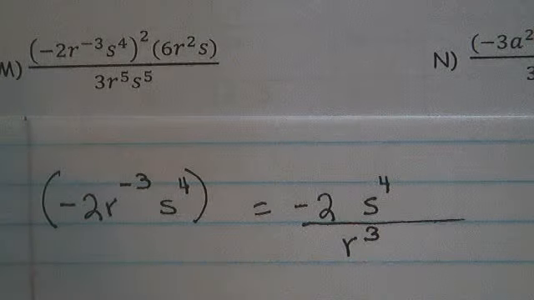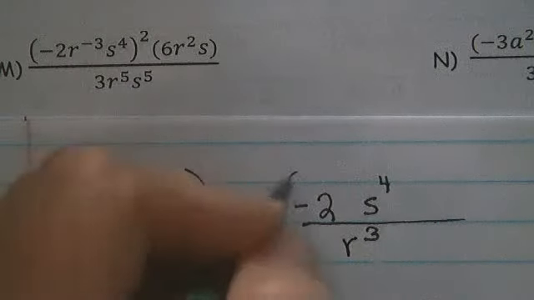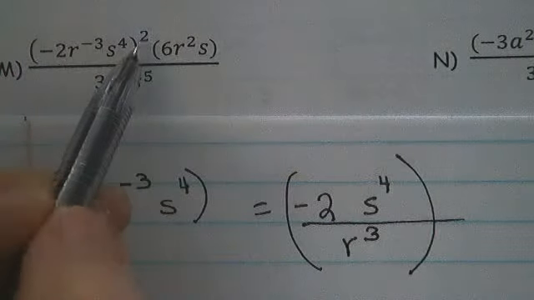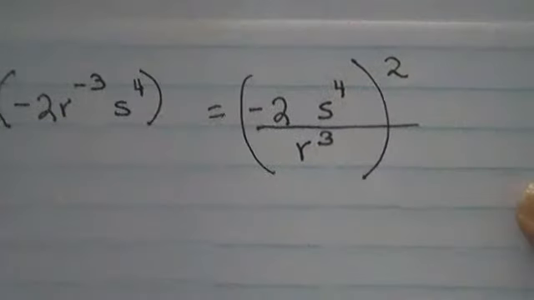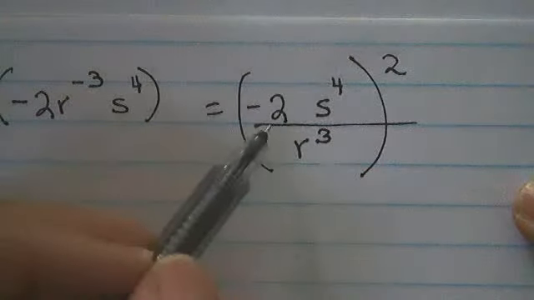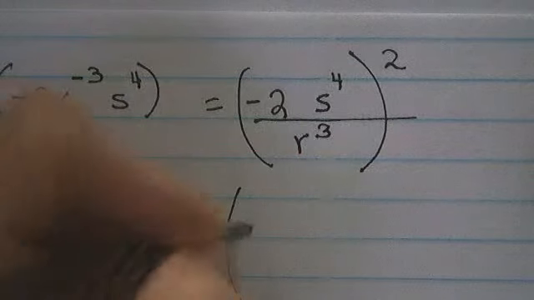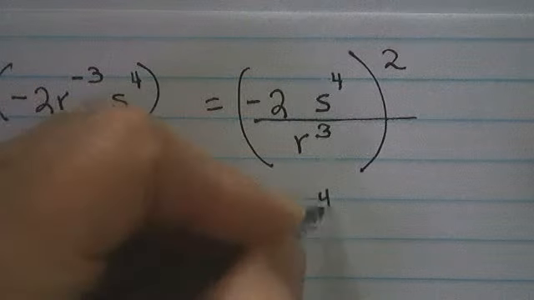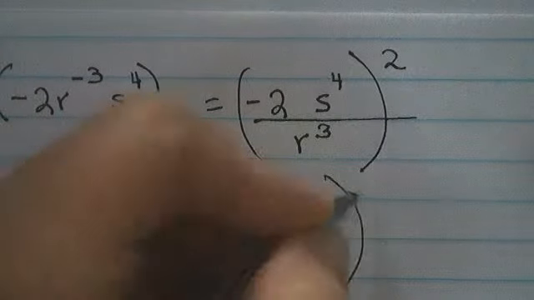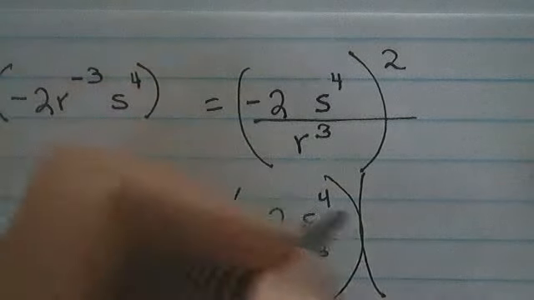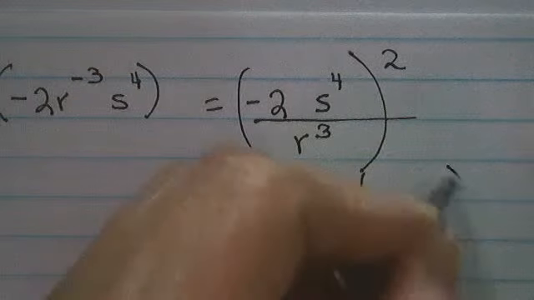So what comes next in order of operations? Grouping symbols first, we've done that. Now we have everything squared. As we square this, it is exactly the same thing as negative 2 s to the 4th over r cubed times negative 2 s to the 4th over r cubed.